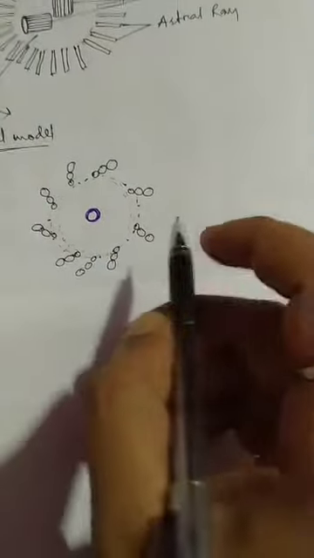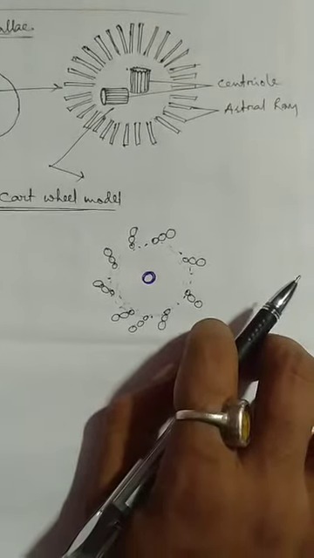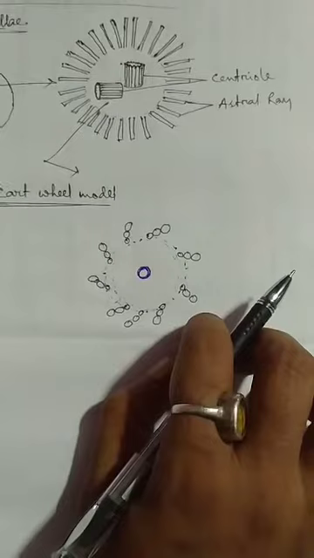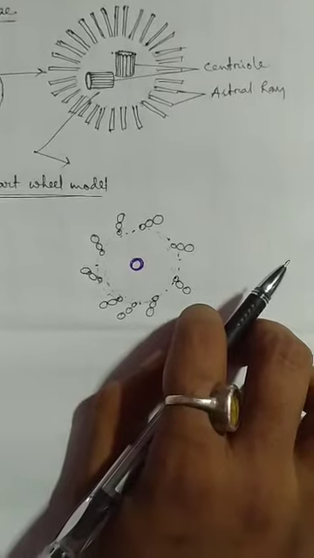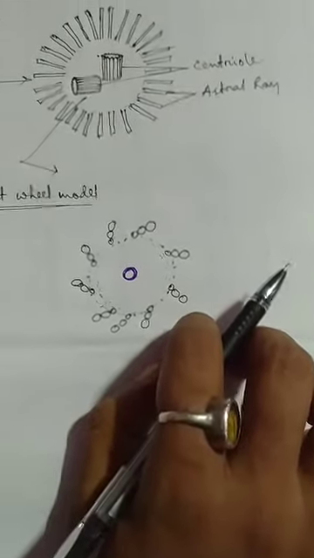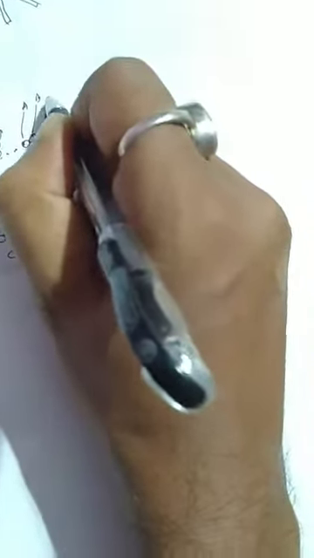Another 9 tritubular structure. Each tubule contains 13 tubular proteins. If we observe its structure, from the inner side these are called the A, B, C tubules. Okay, A, B, C. Each tubule contains 13 tubular proteins.